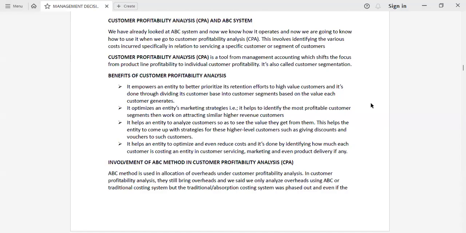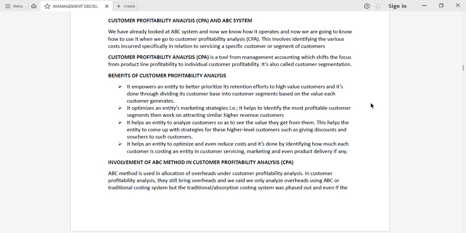Hello viewers, today we are continuing with our series on management decision and control. Last time we finished with the ABC system and the traditional costing systems, and today we are going to look at a combination of the ABC system and the customer profitability analysis, or the CPA.